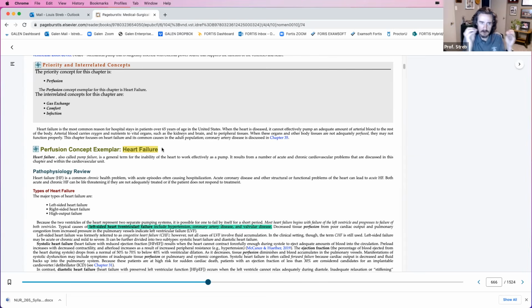Myocardial infarction causes heart failure. Infective endocarditis leads to heart failure. A valvular problem leads to heart failure. All paths lead to heart failure. So why do I say that? Because eventually every sign and symptom looks exactly the same. Left-sided, right-sided, they all kind of come back and make the other side fail.